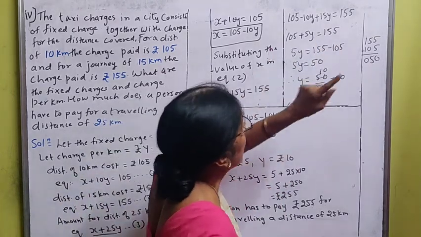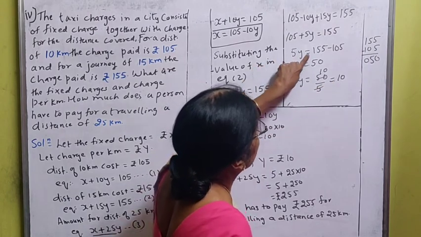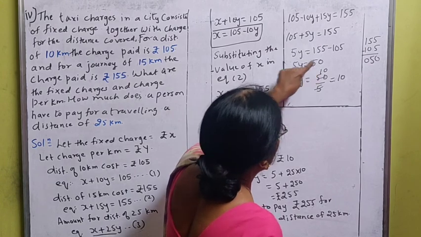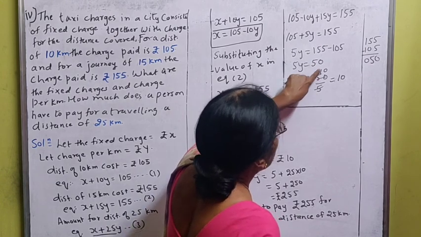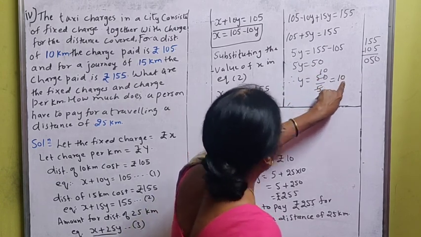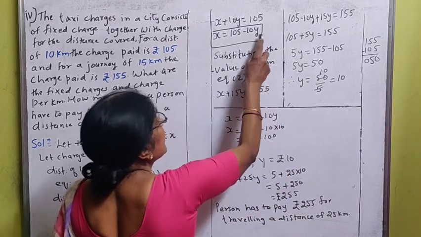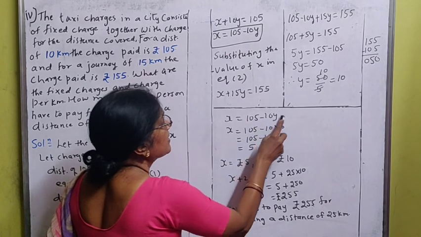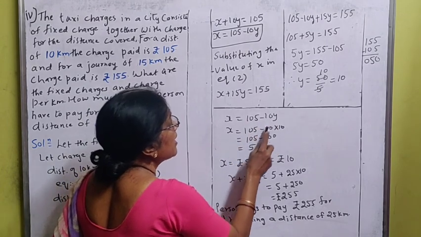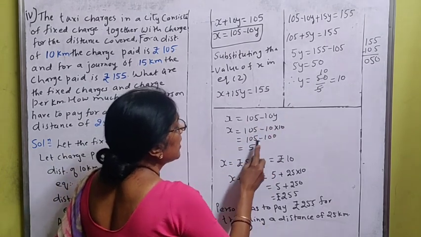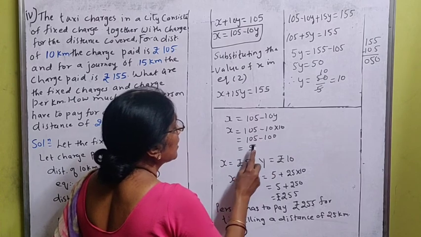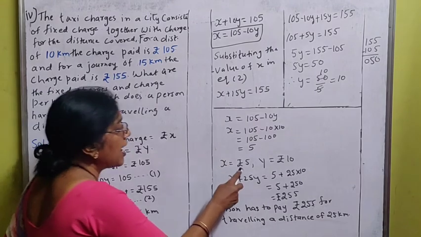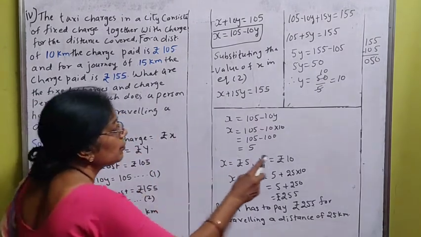I will take 105 to the other side. So 5y is equal to 155 minus 105, so 5y is equal to 50. So y is equal to 50 by 5. Cancelling, I got 10. Now I will take the x value and substitute the value of y. x is equal to 105 minus 10y. x is equal to 105 minus 10 into 10. 105 minus 100 is equal to 5. That means the fixed charge is rupees 5 and the charge per kilometer is rupees 10.